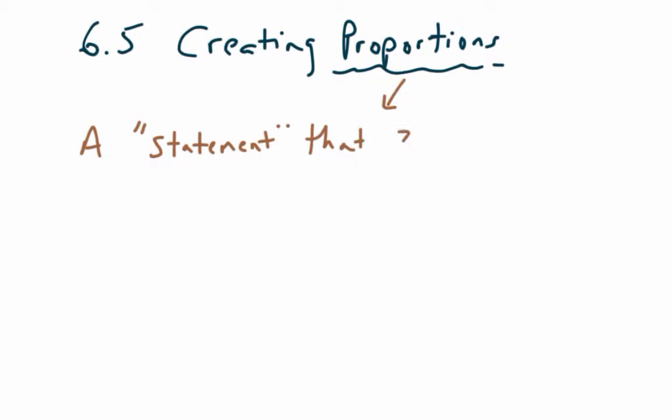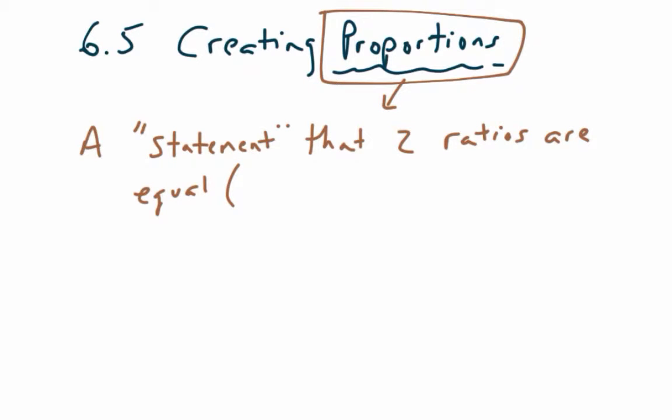that two ratios are equal. So a statement that two ratios are equal. Another word they use instead of equal is, we're creating proportions. So they could also say that they are proportional.